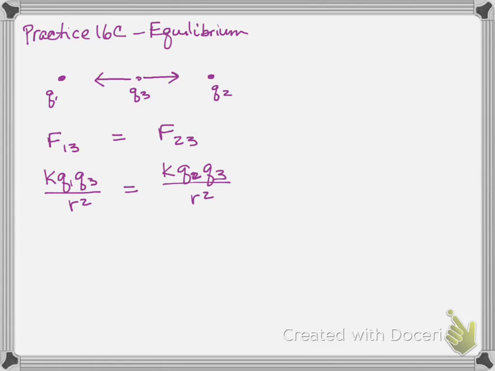Looking at the equation, is there anything that can cancel? The K's go away. Guess what? We don't have to multiply those out. Is there anything else that cancels? Q3. So does it matter if Q3 is positive or negative? No. Does it matter if Q3 is huge or small? No. So it doesn't matter what Q3 is. Now look at our equation. It's gotten much easier already. Q1 over R squared equals Q2 over R squared. Now these R's aren't the same, so let's talk about those R's real quick.